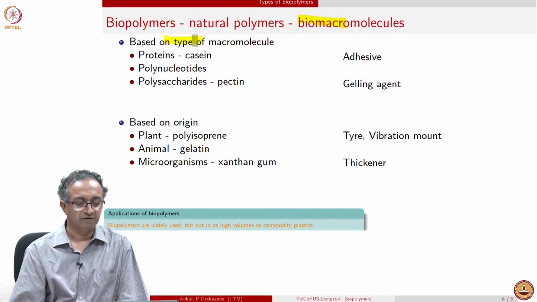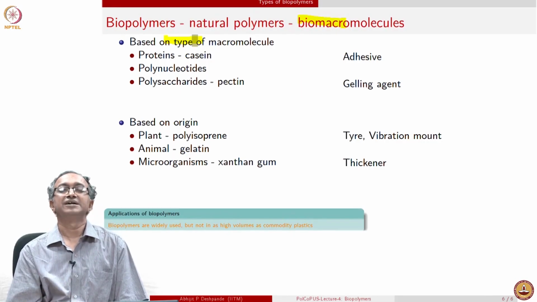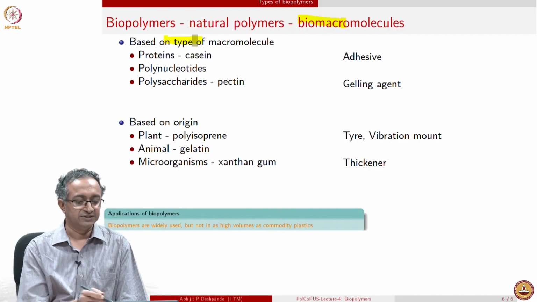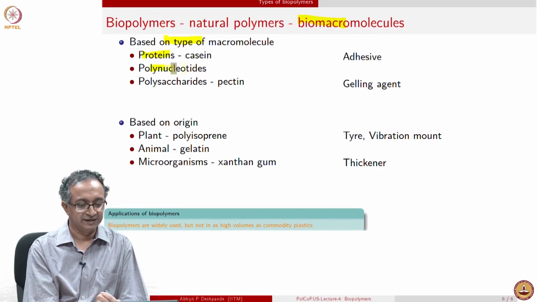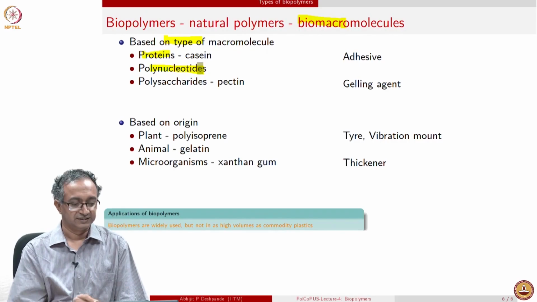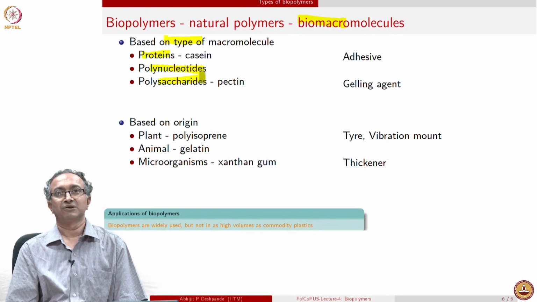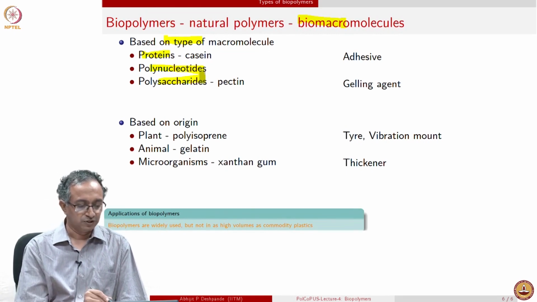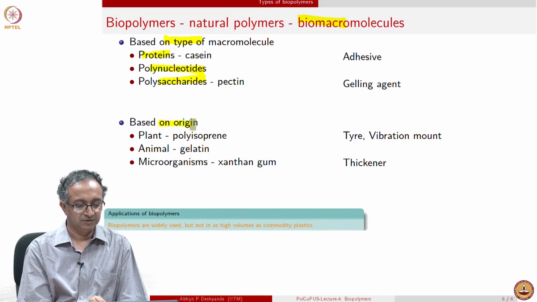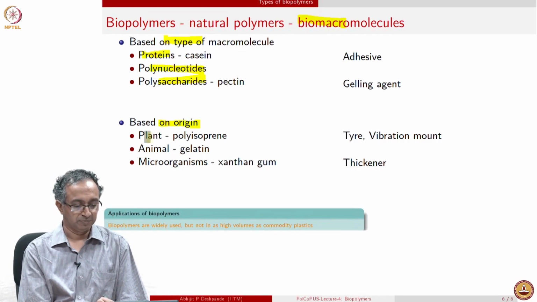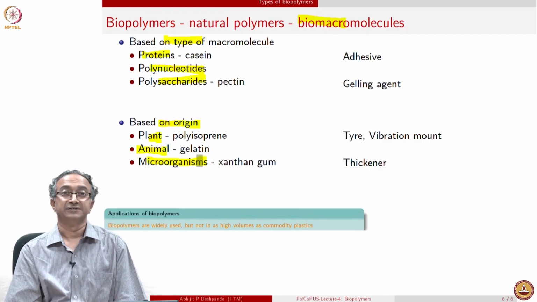based on the type of macromolecule. And this we have already seen in one of the introductory lectures, where proteins, or DNA and RNA, which are examples of polynucleotides, or polysaccharides. So, these are three different important sets of biomacromolecules which are present in the biological world. We could also classify them on the basis of which part of the biological world they come from. Do they come from a plant? Do they come from an animal? Or do they come from a microorganism?